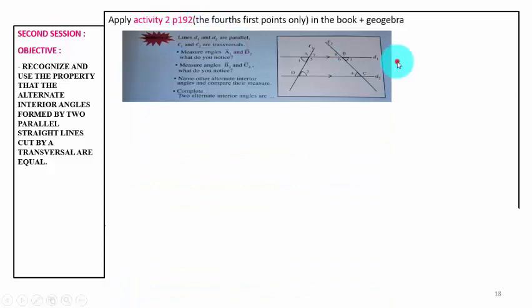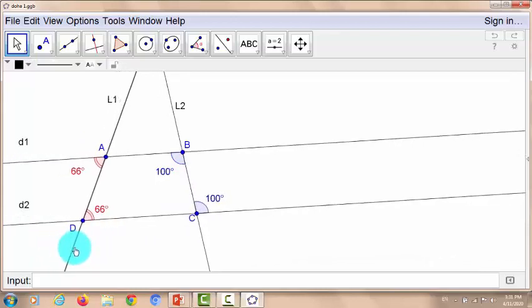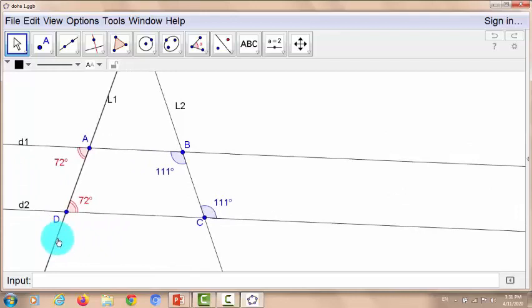First of all, my lovely students, open your books, activity 2, page 192. My students, line D1 and line D2 are parallel to each other. L1 is a transversal, L2 is a transversal. Look for alternate interior angles. They are equal to each other. And here, alternate interior angles also are equal to each other. I will move the transversal. Pay attention to alternate interior angles. As I move the transversal, alternate interior angles are equal. Why? Since the two lines are parallel.